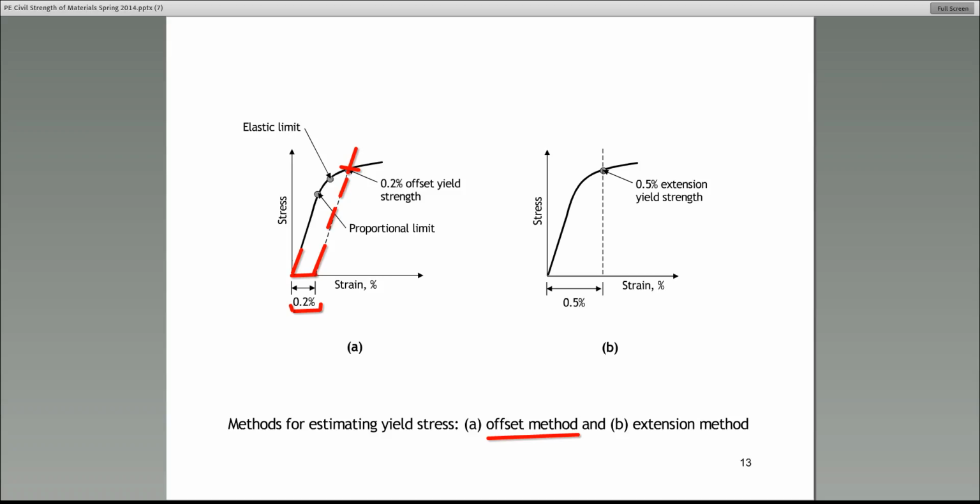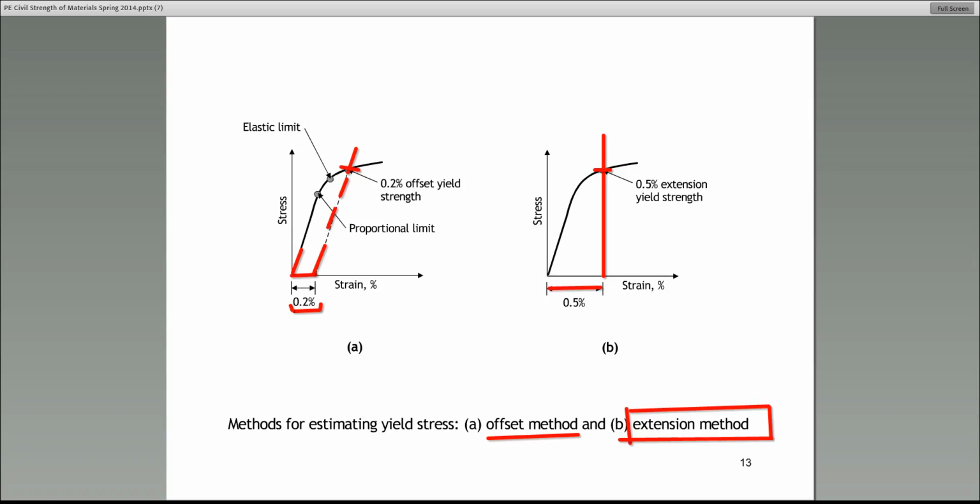All right? Now, there is another method that sometimes you use. Pay attention to the terminology. This is called the extension method. With the extension method, by definition, we measure 0.5% extension. So literally, you measure 0.005, but with this method, you just draw a line straight up, vertical. And wherever that connects with the stress-strain curve, we call that the 0.5% extension yield strength.